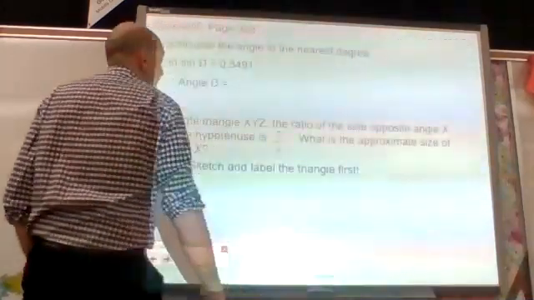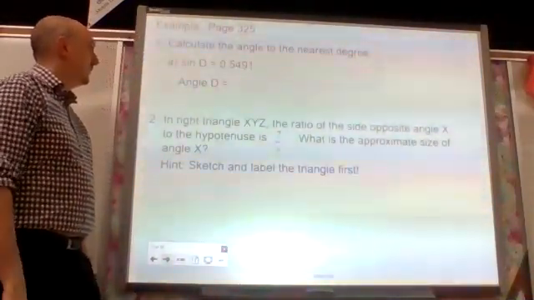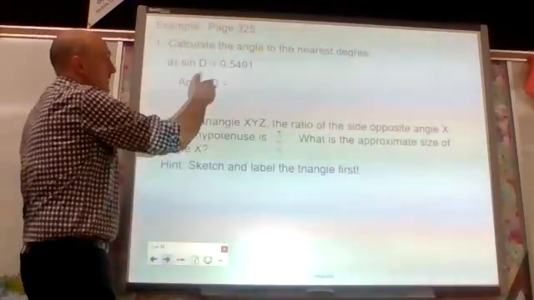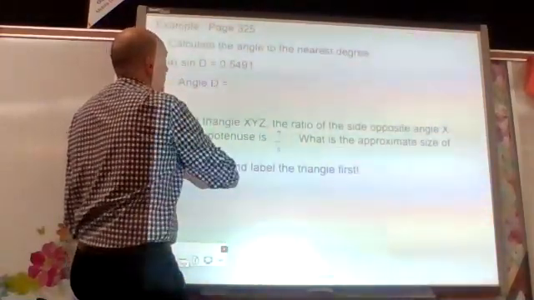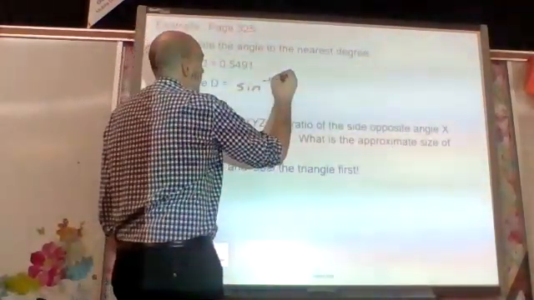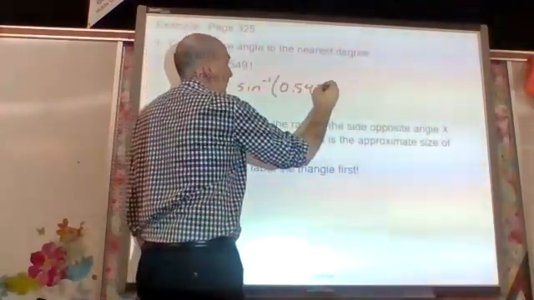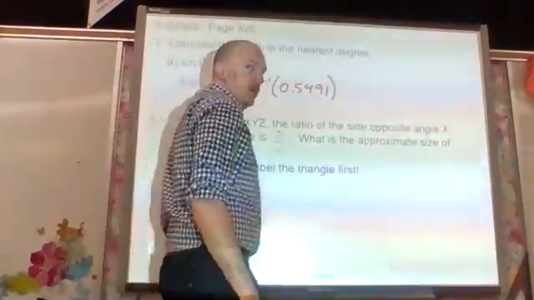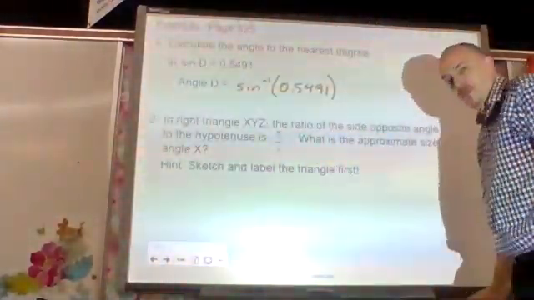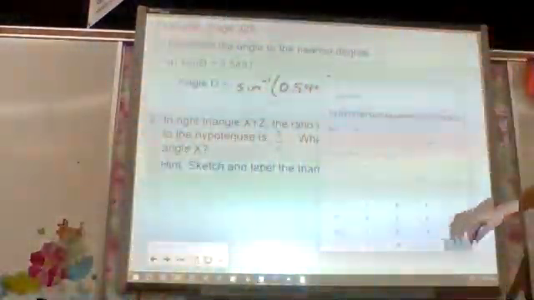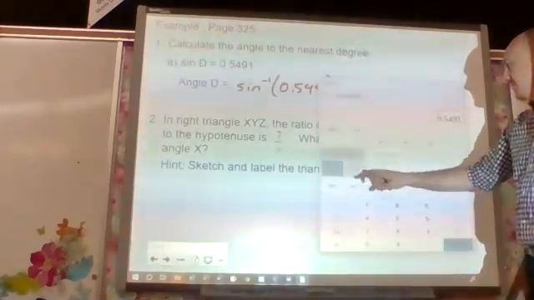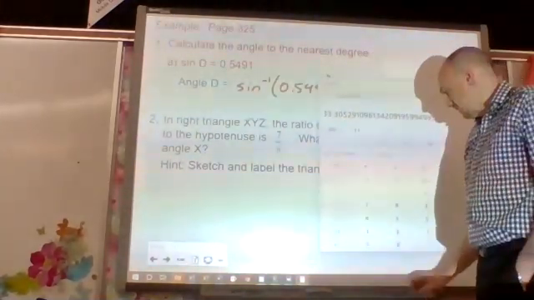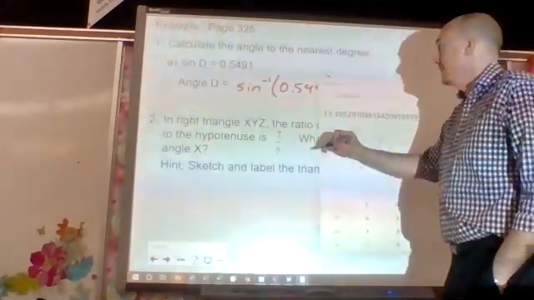All right, let's take a look at some actual problems here. Calculate the angle to the nearest degree. Sine of D is equal to 0.5491. So to solve for that, we're going to do the opposite operation of sine, which is sine inverse of 0.5491. Trig, second function, sine inverse, 33.3 degrees. That's nearest degree though, so I just do 33 degrees.